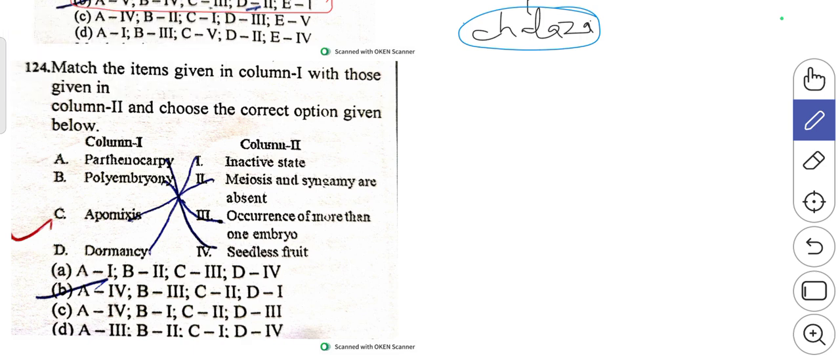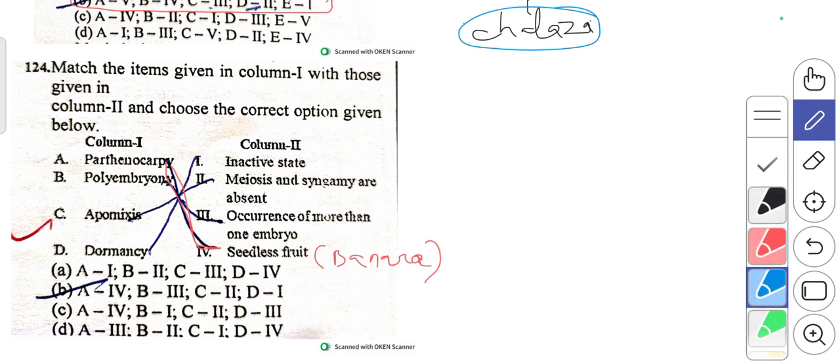So this one will be the last question. We'll discuss some more questions in the next video. The first one, parthenocarpy. As you all know, in parthenocarpy the fruits get formed without fertilization. So they are commonly called seedless fruits. An example is the banana. There are so many seedless fruits available in the market. These seedless fruits are commonly called parthenocarpic fruits.